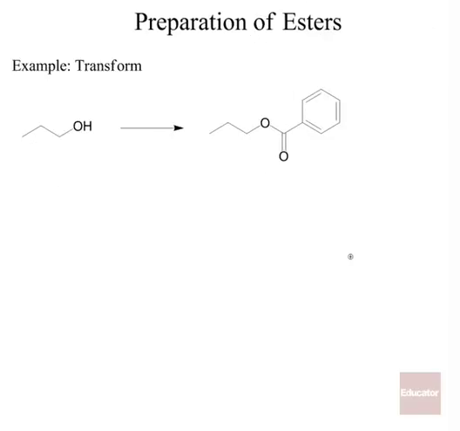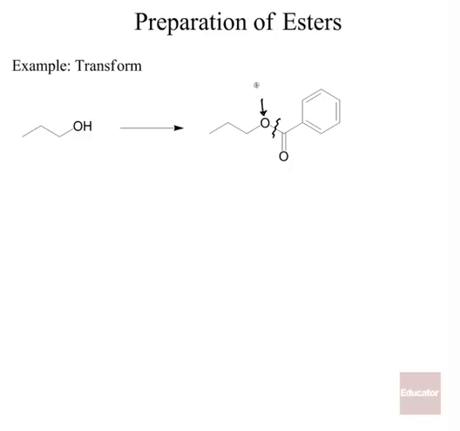Let's see if we can do an example of a transform reaction. If we started with this alcohol, how can we turn it into this ester? Here we see that we are forming this bond. That's one way we can look at it, but we could disconnect here or here. Let's take a look at this disconnection.